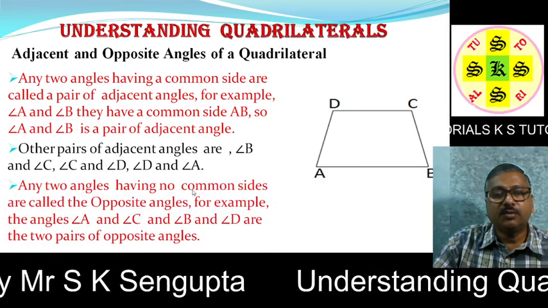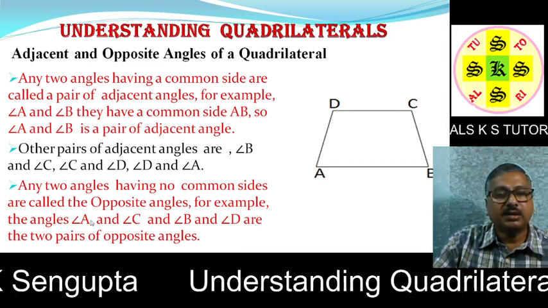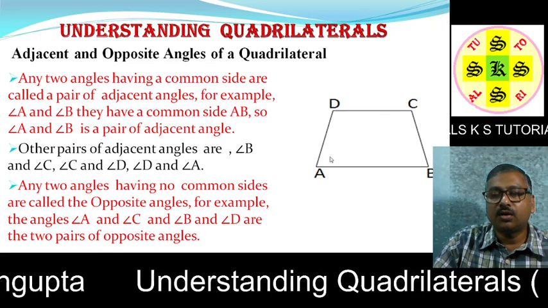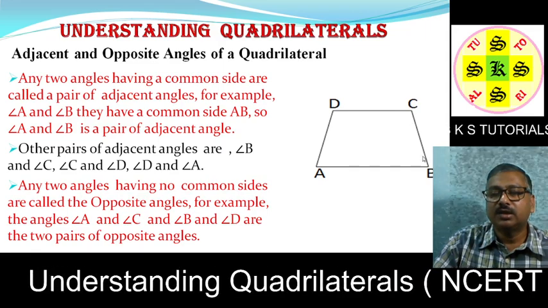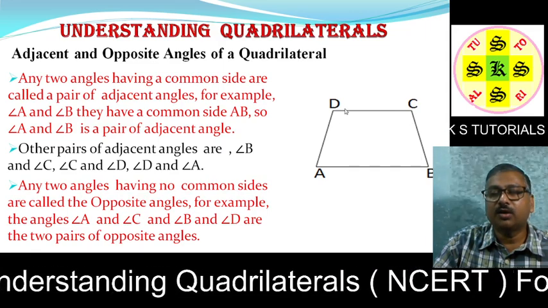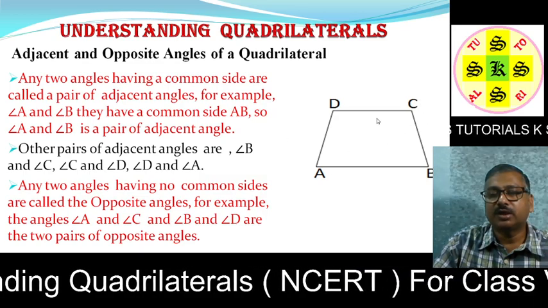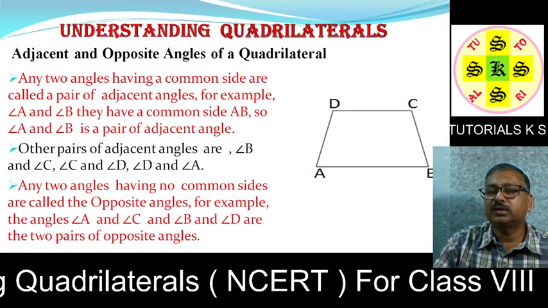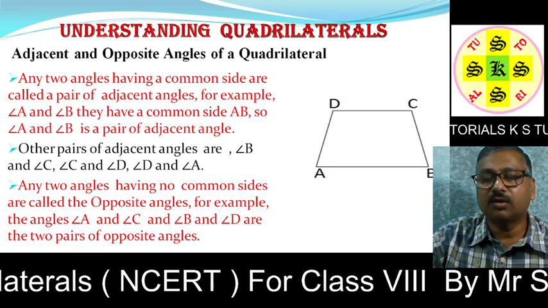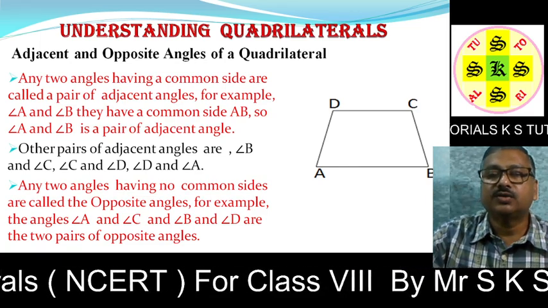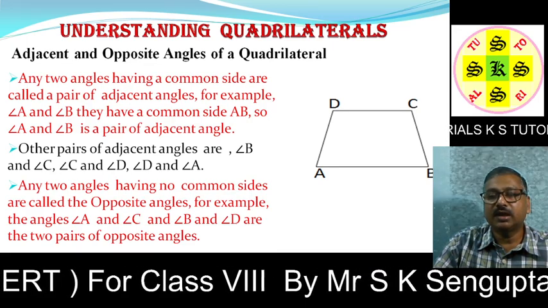Now any two angles having no common side are called opposite angles. For example, angle A and angle C don't have any common side, that's why they are known as opposite angles. Similarly, angle B and angle D are another pair of opposite angles. So these are the concepts of opposite and adjacent: opposite angles, adjacent angles, opposite sides, adjacent sides, and opposite vertices, adjacent vertices. In a quadrilateral, basically three things are there: sides, vertices, and angles.